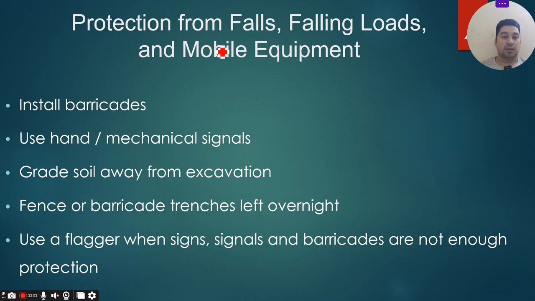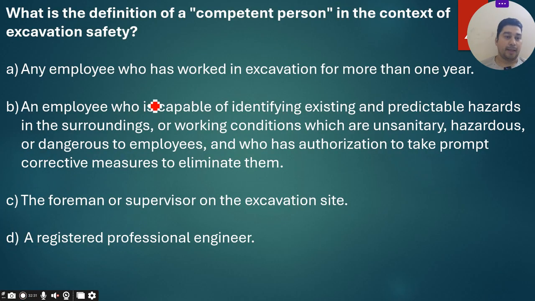Protection from falls, falling loads, and mobile equipment. How can we do that? Install barricades. Use hand and mechanical signals. You can grade the soil away from the excavation. Then fence or barricade the trench if it is left overnight, and use a flagger when signs, signals, or barricades are not enough protection. So these are the protective systems that we can use to avoid any falls, falling loads, and mobile equipment hazards.